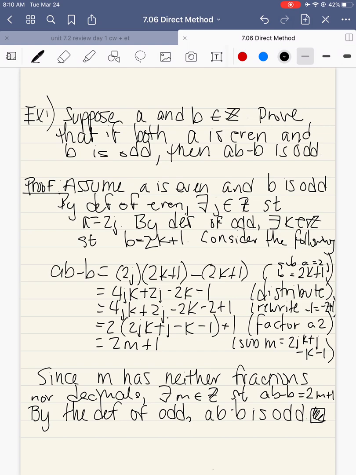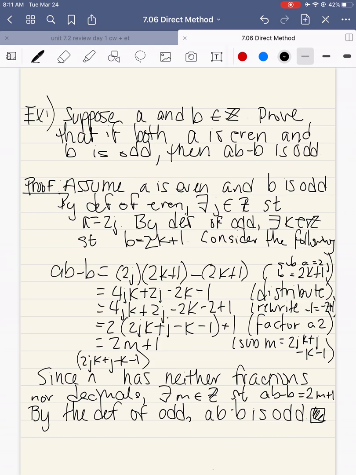Oh, excuse me. I don't want to put m here. I want to put what m is equal to. So since 2jk plus j minus k minus 1 should be what's in here, let's caret this in. So since 2jk plus j minus k minus 1 has neither fractions nor decimals, there exists an m such that ab minus b equals 2m plus 1.